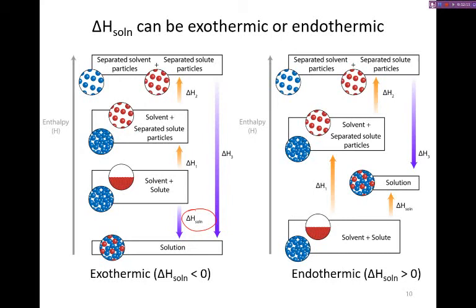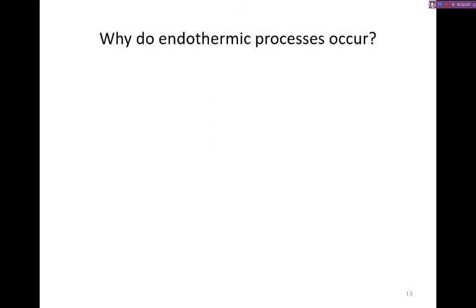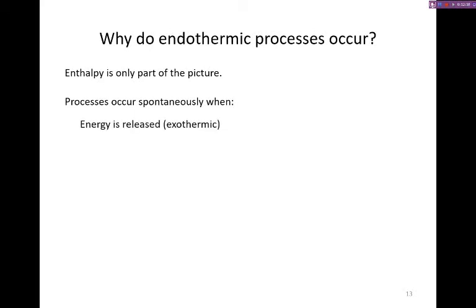When the solution process is exothermic, that gives off energy, and that release of energy lowers the energy of the system and makes it more stable. But what happens in an endothermic process? Endothermic processes occur because enthalpy is only one part of the picture. Processes can occur spontaneously when the energy is released, and also when disorder or entropy increases.